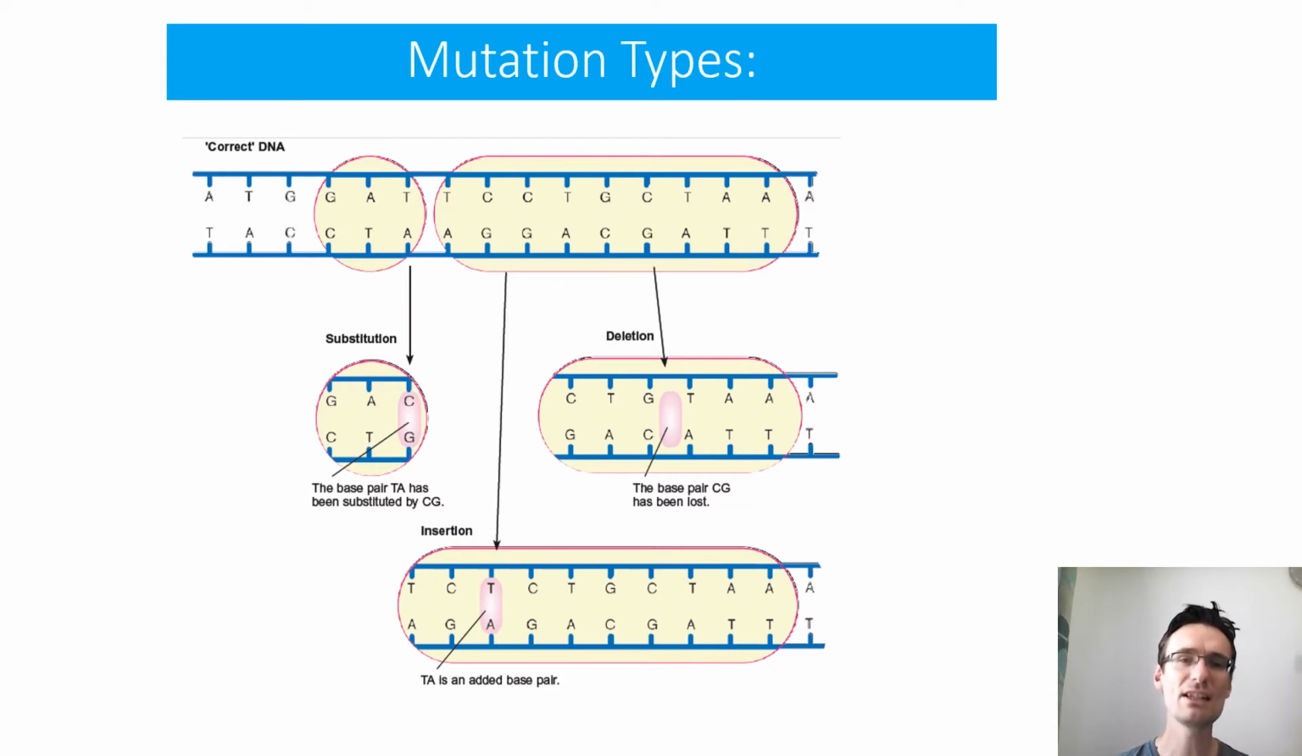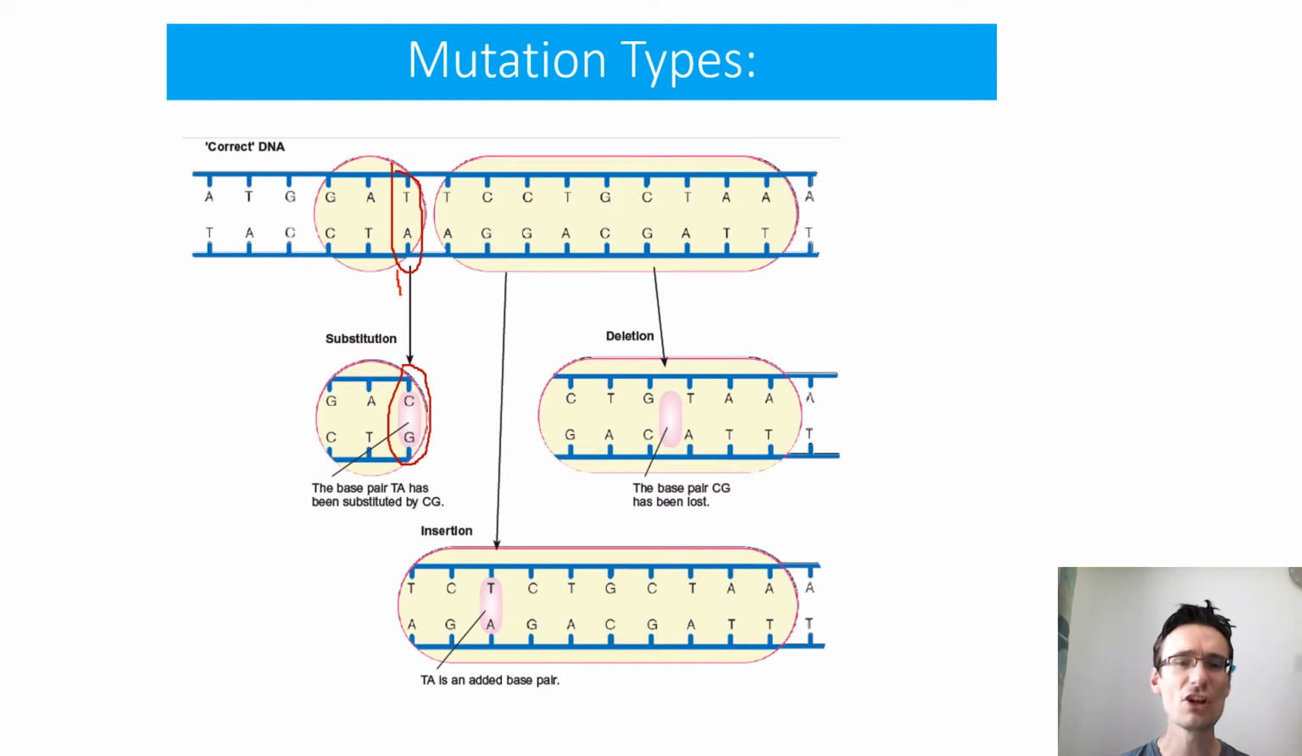If we have a look at this bit of DNA, we've got this code CTA, and we're going to use this to do a substitution. So the T and the A at the end of this one have been substituted to a C and a G. That then obviously causes a change there.